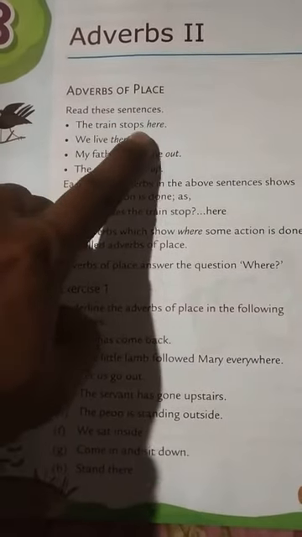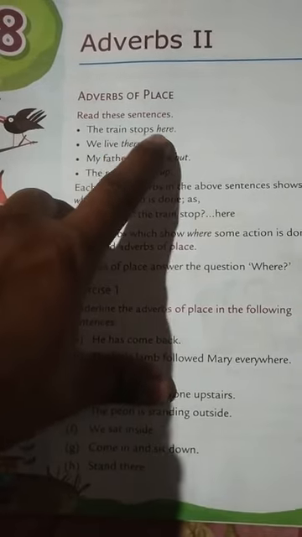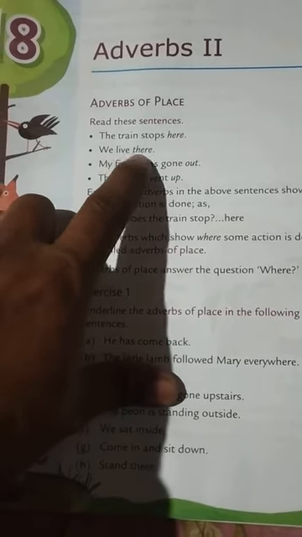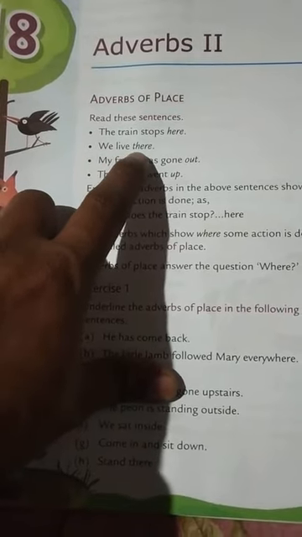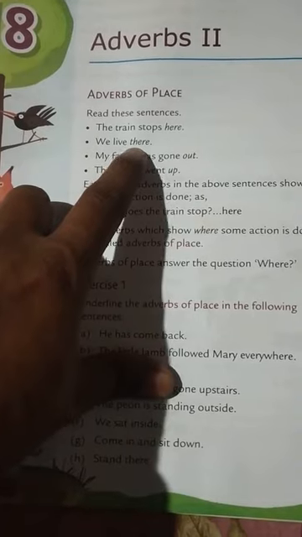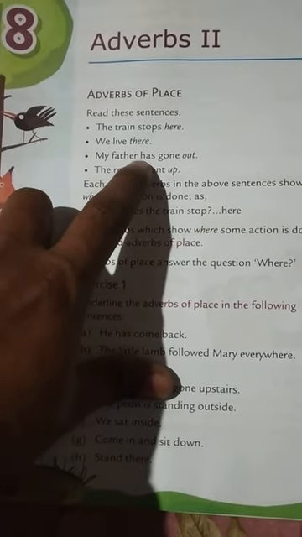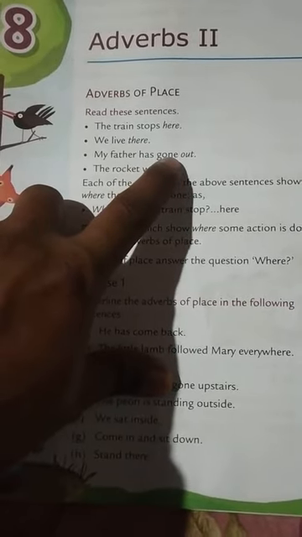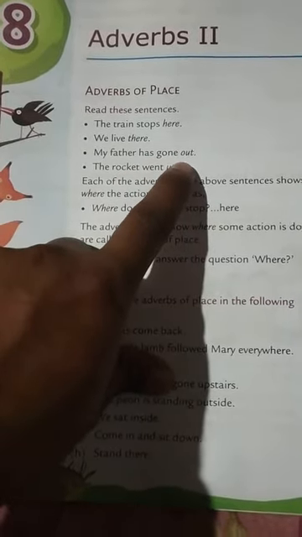Example देखते हैं. The train stops here. The train stops कहाँ रुकती है? रुकने का काम कहाँ पे होता है? Here, यहाँ. This is your adverb of place. Next आते हैं हम लोग. We live there. हम लोग रहते हैं. कहाँ रहते हैं? There. It is a place. वहाँ. My father has gone out. मेरे पापा गए हैं. कहाँ गए हैं? बाहर. ठीक है? Out. This is the place.